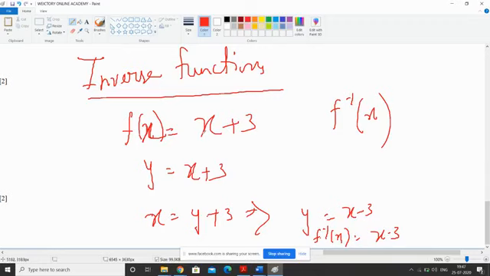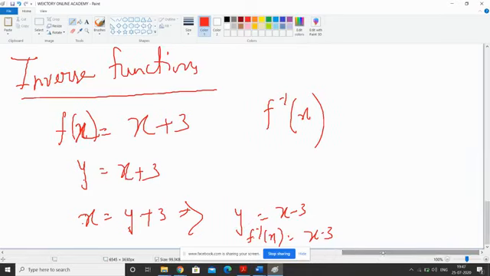That's very simple. So first you write f(x) as y, and that y you change to x, and x you change to y, and make y the subject. That will be your inverse function. That's very simple.